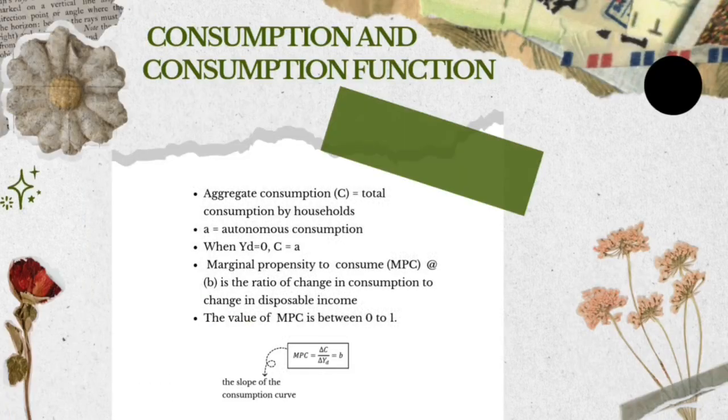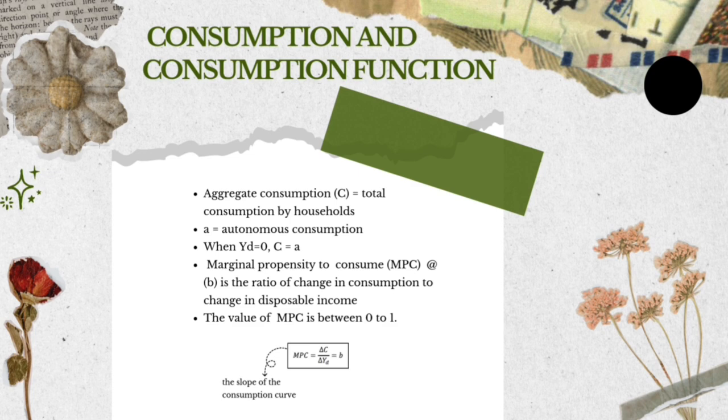C is the total consumption by households in the economy, while A is autonomous consumption. Autonomous consumption is defined as an expenditure that consumers must make even if they have no disposable income. When disposable income is equal to 0, aggregate consumption, which is C, will equal A. This shows autonomous consumption is independent from disposable income.